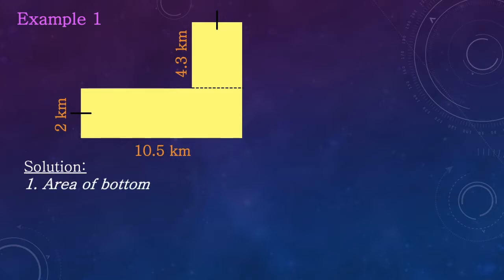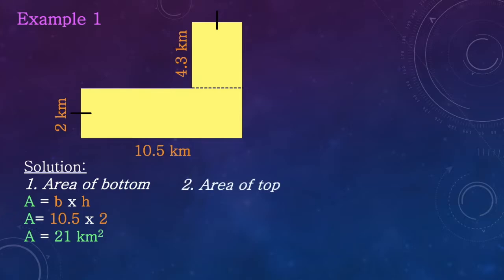Like I said, I'm going to start with the area of the bottom rectangle. So I write my equation. Since we're working with rectangles, it's simply base times height. I plug in my numbers, which is 10.5 and 2, right? 10.5 being my base and 2 kilometers being my height of this rectangle. And then I calculate to get an area of 21 kilometers squared.